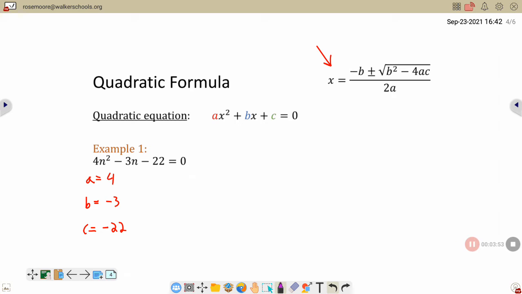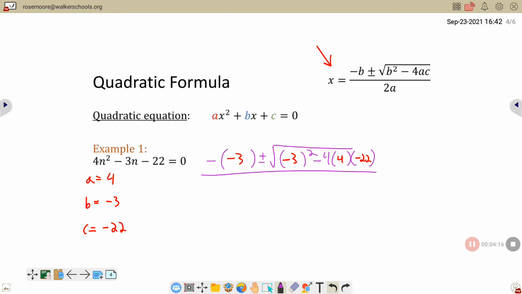So I will have opposite of B plus or minus the square root of B squared minus 4 times A times C, all over 2A. Hopefully you see where every piece came from. We're just plugging things in. So my opposite of B, my negative 3, will become positive.